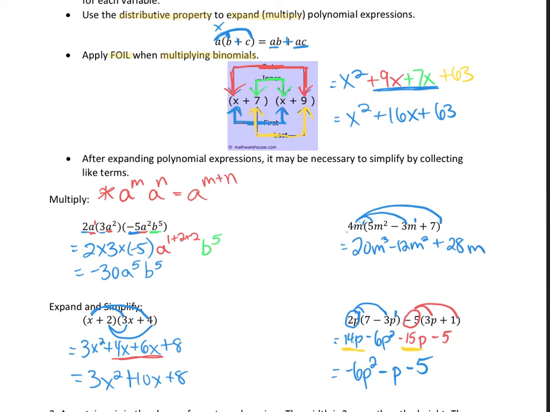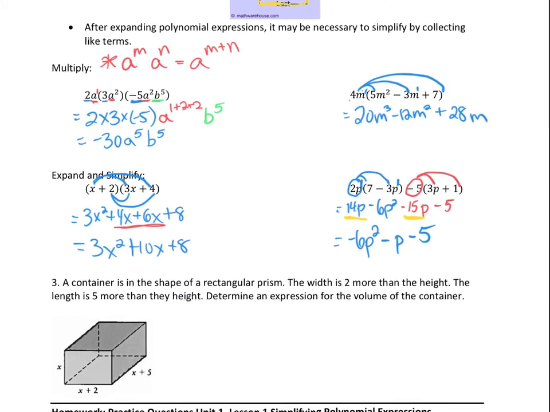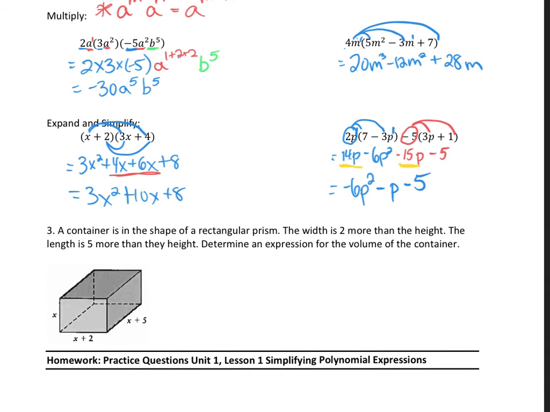Okay, so we're going to just look at a word problem that relates to simplifying polynomial expressions to finish off the note for today. So we have a container in the shape of a rectangular prism. The width is 2 more than the height. So our width is represented right here in the picture. The length is 5 more than the height. That's represented there. And obviously x would be our height. So determine an expression for the volume of the container.